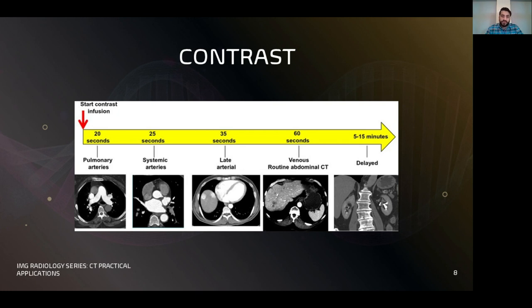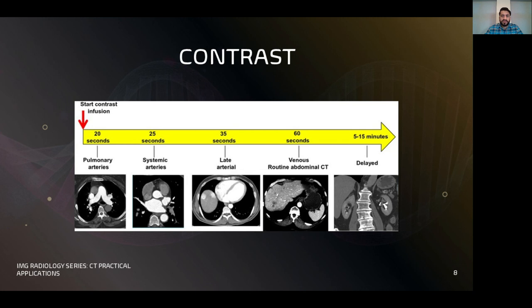And then if you want to have a look at things like the liver, for example, then the best point to look at after administering contrast would be the portal venous phase. That will enhance things like the portal vein, the hepatic vein, for example, any pathologies specific to the liver.